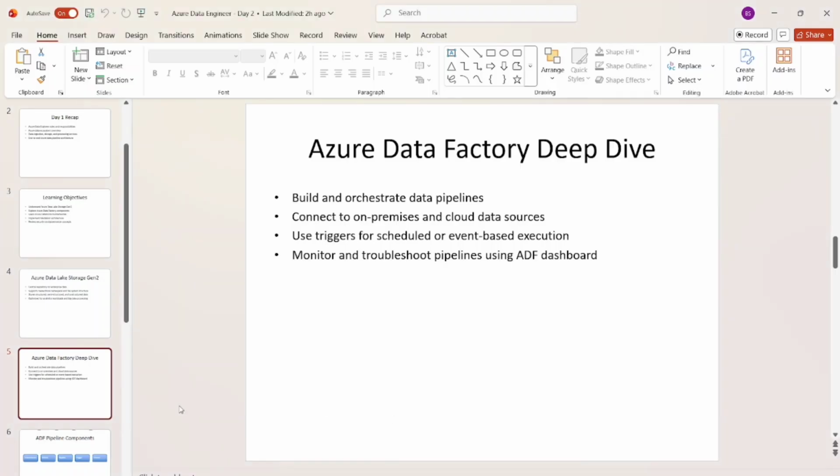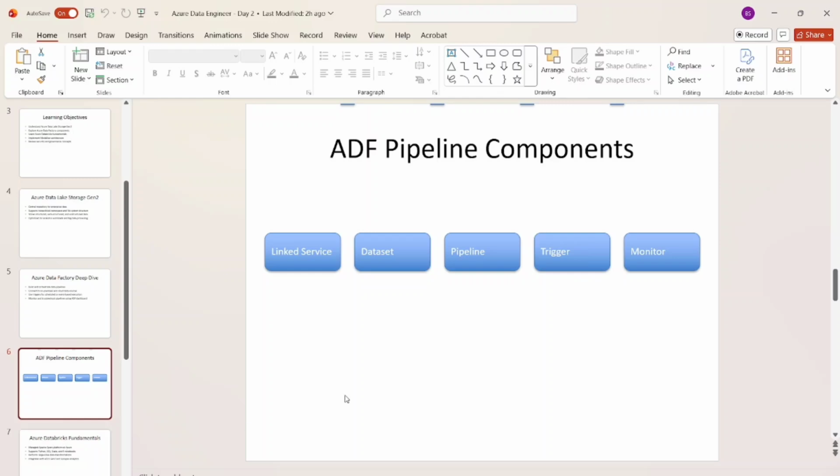So next is, what is that? ADF pipeline components. Okay, so what are the components in an ADF pipeline? It is very important. So you should know all these things. Okay, what is linked service, what is dataset, what is pipeline, what is trigger, and what is monitor. So when you go to the practical session, I will be talking more about these words. Okay, linked services. What is this linked service? So you should know all these things. Okay, so here let's understand the building blocks of Azure Data Factory.